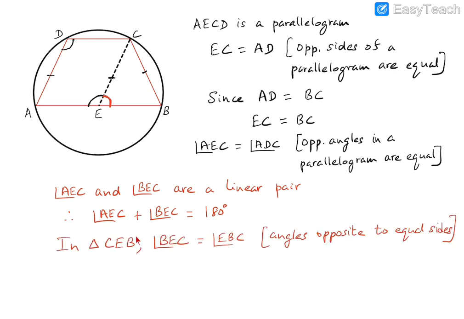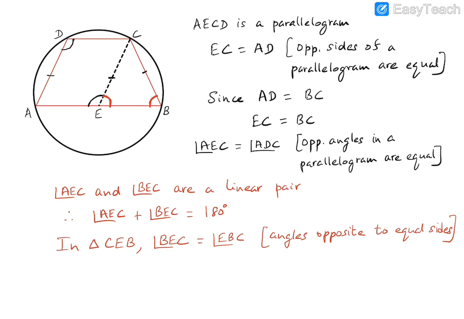So we now have in triangle CEB, which is this triangle over here, the angle BEC equal to the angle EBC, which is this angle here. So these two angles in red are equal to each other because these are angles opposite to the equal sides of this triangle. So this is an isosceles triangle where two sides are equal. And we know from the property of isosceles triangle that the angles opposite to the equal sides are also equal. So therefore angle BEC is equal to angle EBC, which is what we have here. So now we have the information we need.